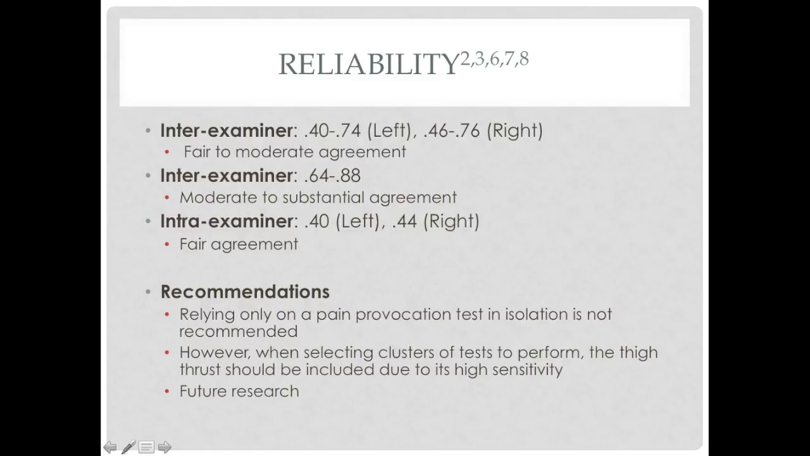As far as recommendations, overall there were slight variations in how the thigh thrust was performed, with some studies not placing a hand under the sacrum prior to the posterior force being applied through the femur. According to current evidence, relying only on pain provocation tests used in isolation is not recommended to avoid overdiagnosis of SI joint pain. However, when selecting a cluster of SI joint tests to perform, the thigh thrust should be included due to its high sensitivity in recent research.